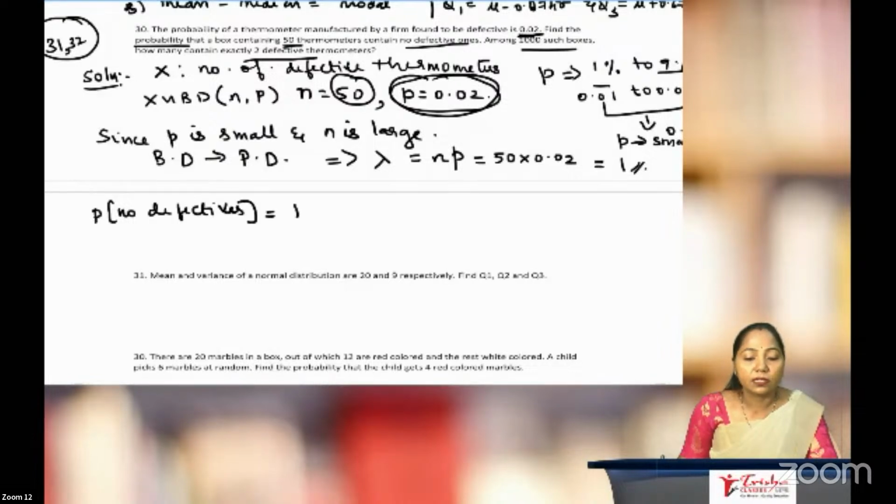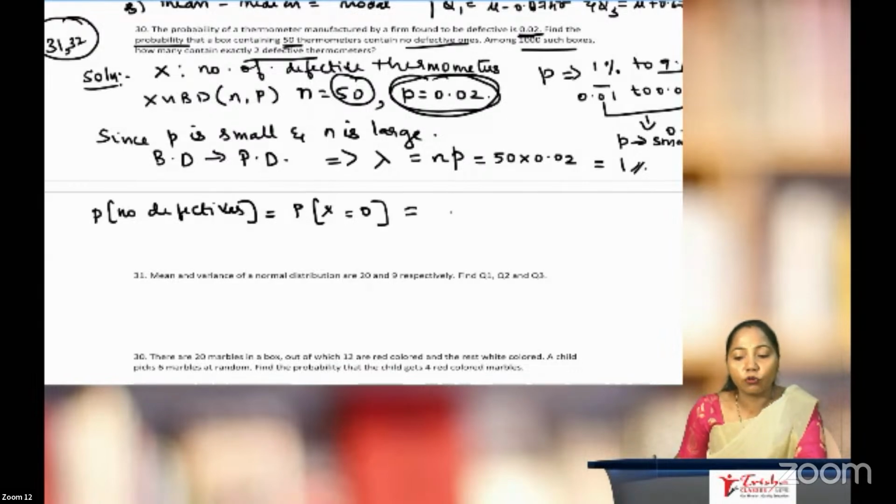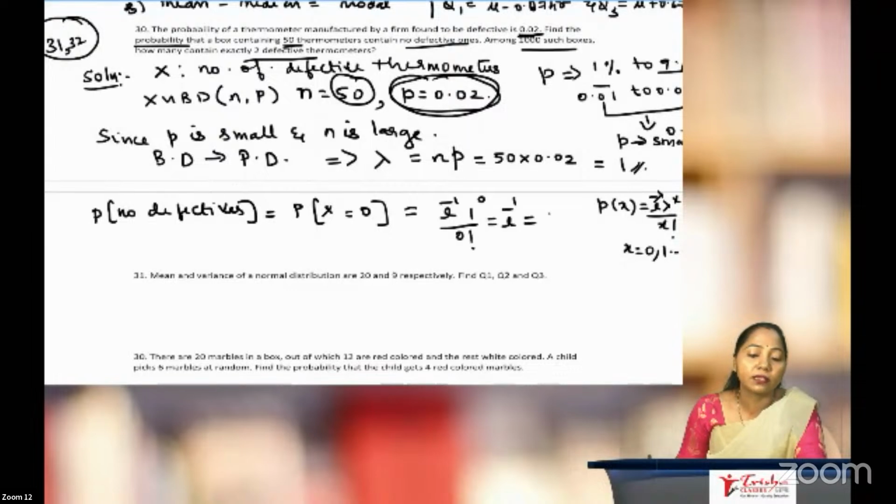No defectives. So what is the value taken by x? So x is equal to 0. Write the mass function. The mass function is e power minus lambda, lambda power x by x factorial, where x takes values 0, 1 to infinity. So e power minus 1, 1 power 0 by 0 factorial. So e power minus 1. Read the value from the table for lambda equal to 1 and substitute. That will be the answer.